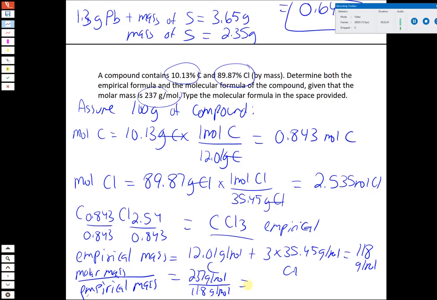Alright, so 237 divided by 118, and if you're a math wizard, you can already tell that that's pretty much 2. So that means our molecular formula is 2 times the empirical formula. So it would be C2Cl6 for the molecular formula, and that's what we would enter in to Blackboard in this case, C2Cl6.